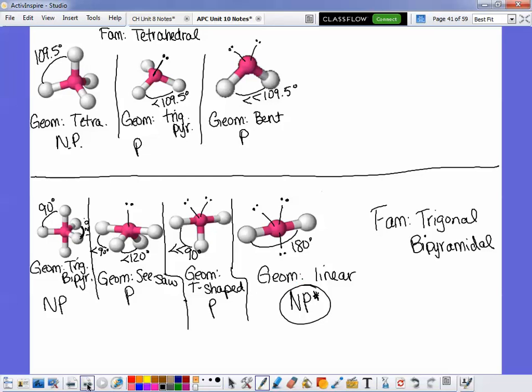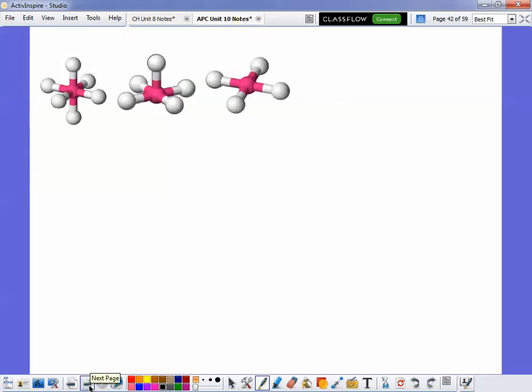And then the last set is my octahedral family.